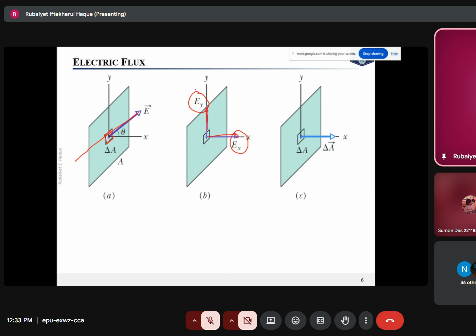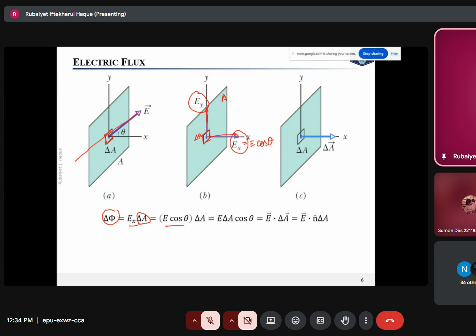So according to the flux calculation, what is the mathematical part? Through this particular small window, the small contribution of flux is Ex, that means the horizontal component, multiplied by this area element, a small area. So you can write this as the cosine component, E cos theta.